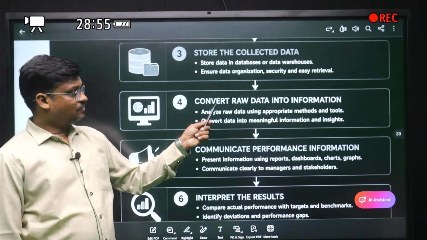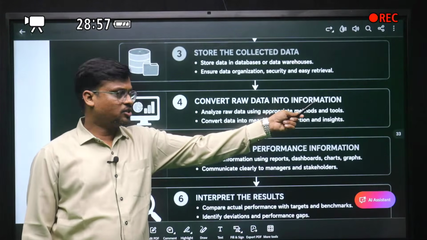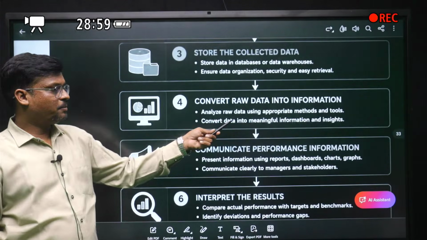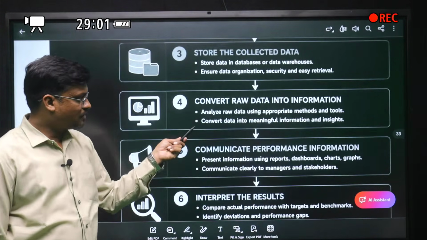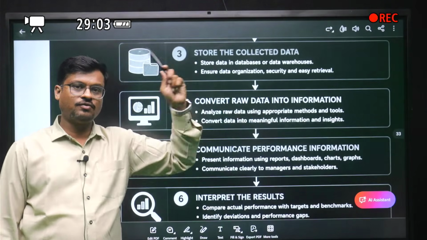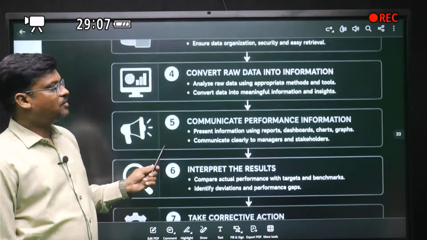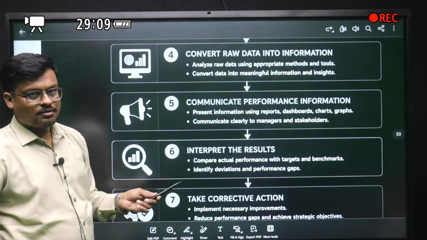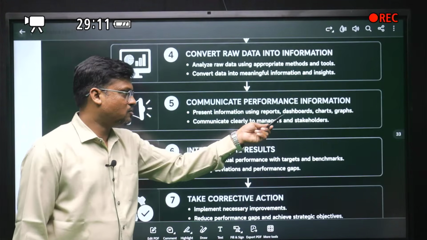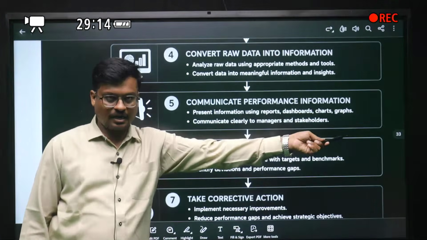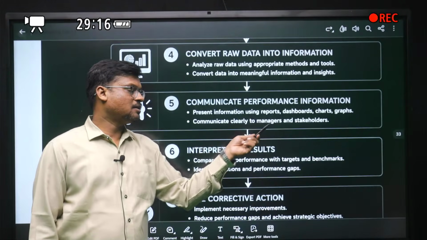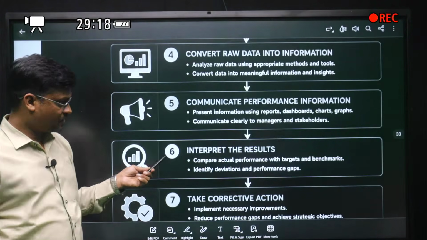Fourth one, convert this raw data into information. Again, by applying the appropriate methods and tools, you will be converting this raw data into meaningful information. Fifth one, communicate performance information. Present information to the managers using the reports, dashboards, and charts and graphs, so that the managers will have a clear understanding of your data information.